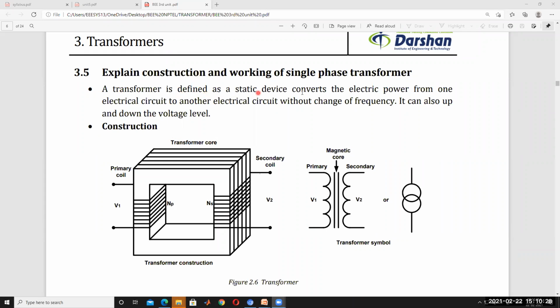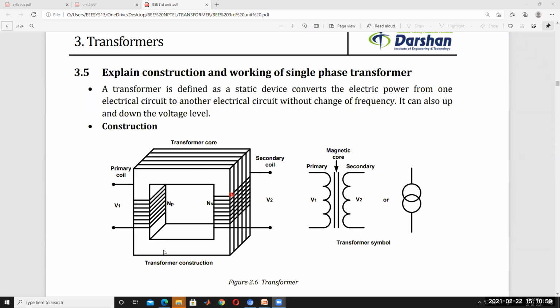Transformer is defined as a static device that converts electrical power from one form to another, and from one circuit to another circuit, without changing frequency. It can also step down or step up the voltage levels. Internally, a transformer is an energy conversion device, electrical energy to magnetic energy and magnetic to electrical. But externally, a transformer is not an energy conversion device. Here electrical and here also electrical. The input is electrical, the output is electrical.